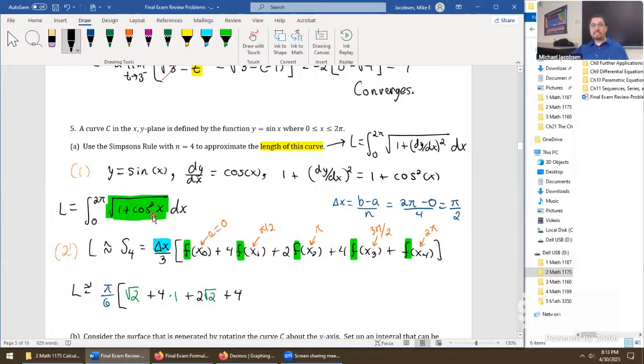3 pi over 2 is a nice value, so is pi over 2. Cosine at any odd multiple of pi over 2 is always 0. So that's just a square root 1, which is just a 1 again. Last one at 2 pi. This is kind of like a trigonometry review problem, essentially. At 2 pi, cosine is a 1. So this is just root 1 plus 1 squared, plus root 2. Let me try to match up the color coding first. So that's the approximate length.